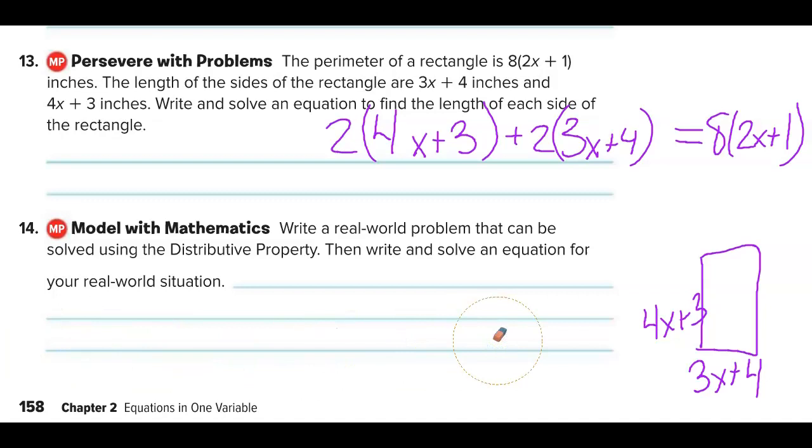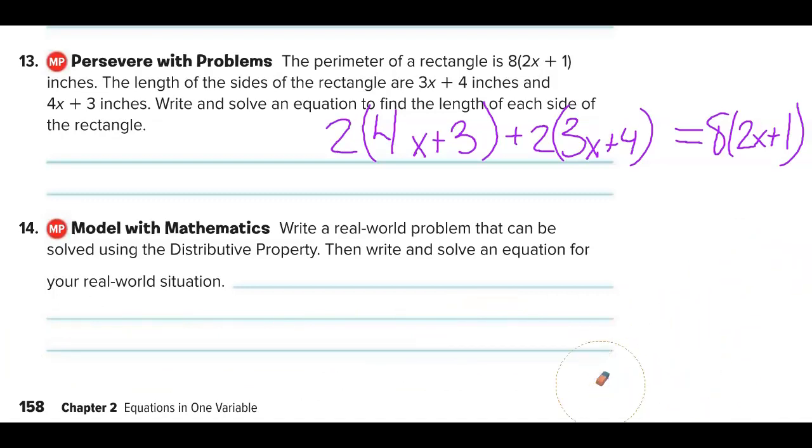Now if I was to solve, Sean, what would you like me to do first? Distribute. Which one? The first one? Okay, so 2 times 4x is? 8x. 2 times 3 is? Okay, what else would you like me to do, Faith? The 2? Yeah. Okay, so 2 times 3x is? 2 times 4 is?